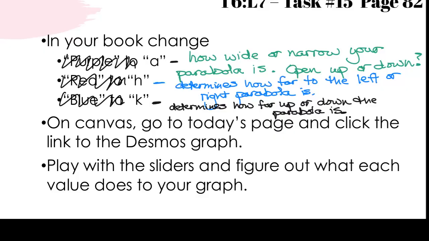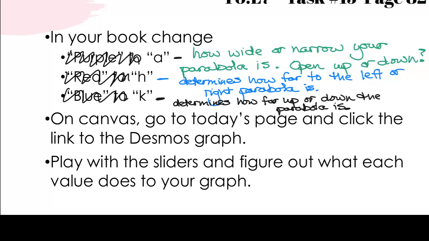For H, determines how far to the left or to the right. We think of horizontal. H, horizontal, going left or right. And K, how far up or down. We think of, yes, it is vertical, but K for kangaroo. Kangaroos jump up and down. So think about that. Or if that doesn't work, don't worry about it. All right. Yes. Question?